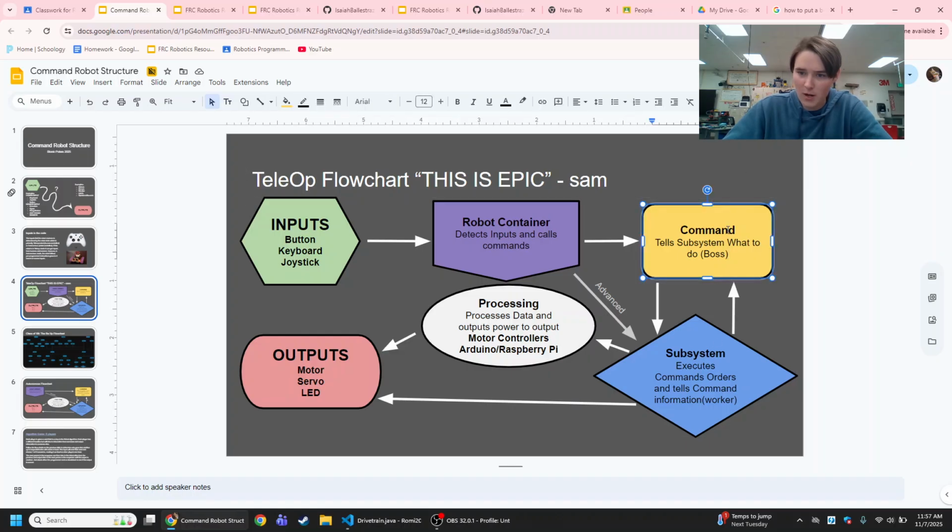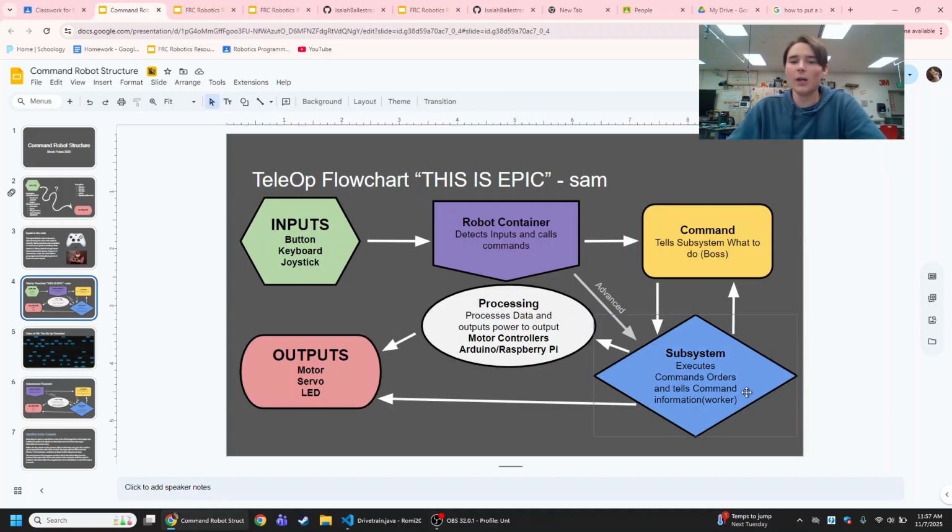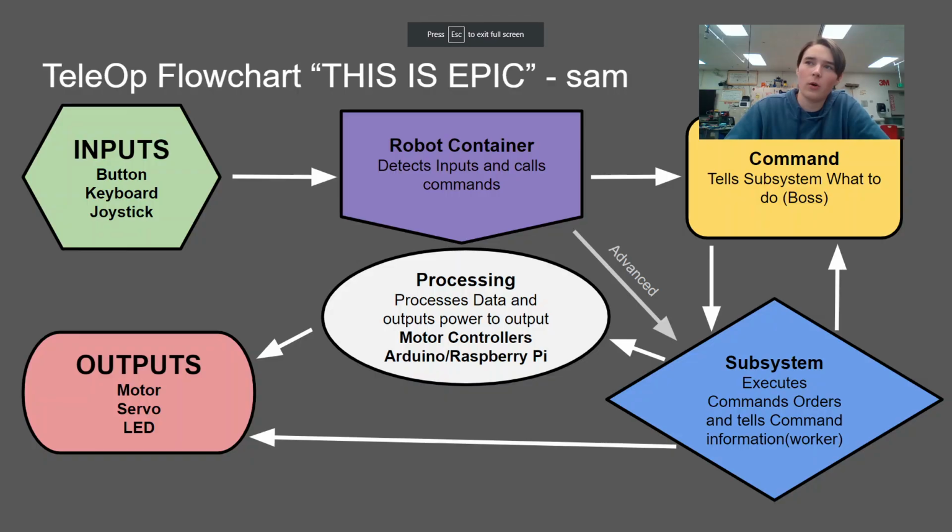So we got the command and we got the subsystem, which actually executes stuff, the worker. And then sometimes it goes to processing. That's usually for motors or servos, which have their own built-in kind of programs which tell it what to do. So with a servo, you have to send a PWM signal. But that PWM signal isn't like the power to drive the motor. There's a controller inside the servo that tells it how much power to give. Okay, but you're just sending a signal from the Rio, which is the main board, to that servo, if that makes sense.